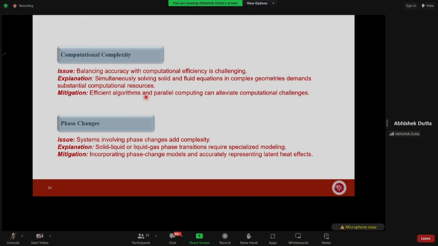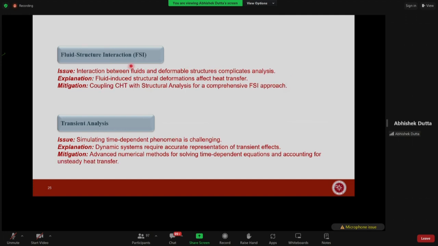Phase change, I didn't talk about that. Phase change is another issue where we can use phase change materials, PCMs. And these actually add complexity to the whole problem. One way, not the only way, of mitigating this problem is to accurately represent the latent heat effects. FSI I've already talked about, and the transient heat analysis.